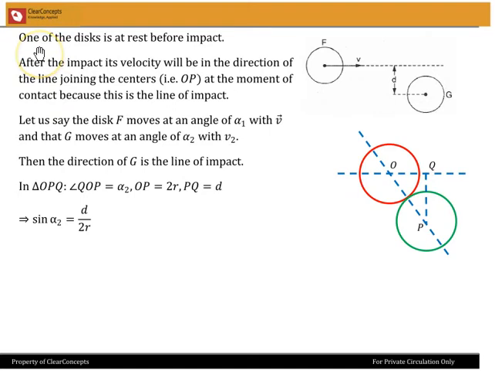So first we notice one disk is at rest before the impact. Therefore, after the impact, its velocity has to be in the direction of the line joining the centers, which will be the line of impact. That is the line OP in the figure here.